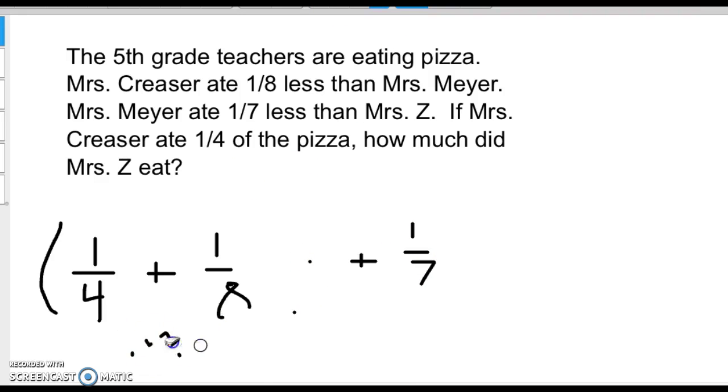So you can see that I ate more than Mrs. Creaser's, more than Mrs. Meyer's. Putting all three of these amounts together gets me the amount of pizza that I ate. But I have a problem right now. I can't put all of these together because I do not have a common unit. I would have to come up with a common unit, rename these fractions, and then put them together to figure it out.